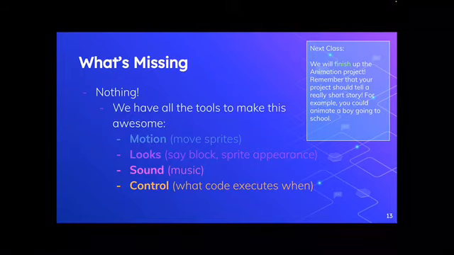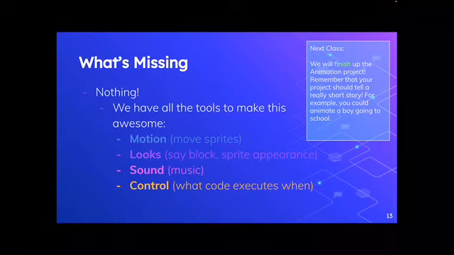So what's missing at this point? In fact, we're basically set to create the animation project. We have motion blocks, which we can use to move sprites. We can use look blocks to say things or change the sprite's appearance. We also have sound blocks for music. And we have control blocks for what code executes when. Using these different types of blocks, try your best to make a really cool animation project. I know we didn't go over the sound blocks that much, but again, they're pretty self-explanatory, and so you should try using them and learning how to use them yourself.